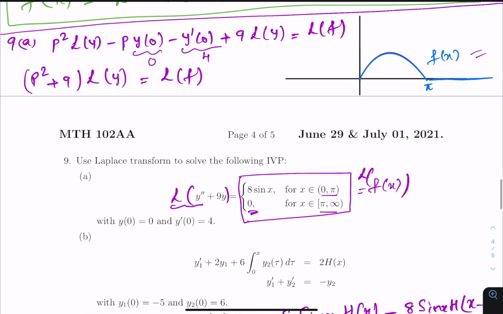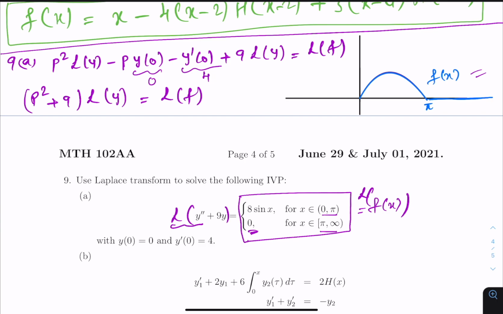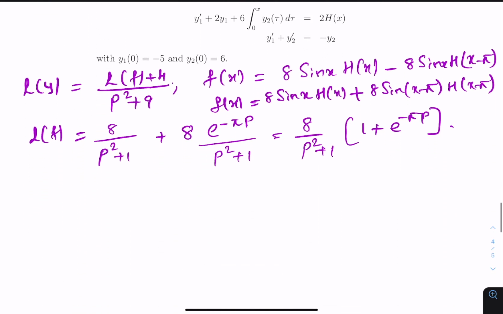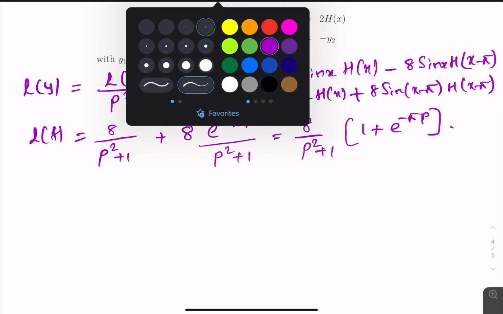No, something I missed, no? Yeah, I missed something here. I should correct this, right? So p square plus 9 L y is fine. This is 0, so it's minus 4. So it's minus 4 times L of f, and so that will make this L y plus 4, right?